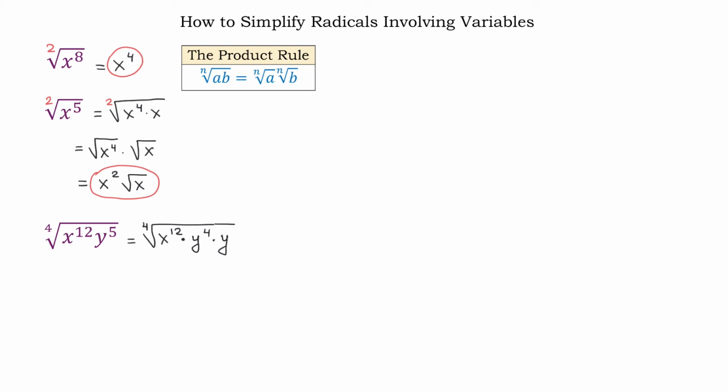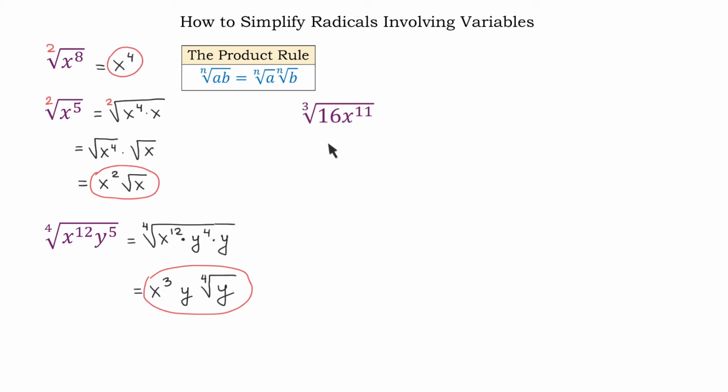So then, the 4th root of x to the 12th power is x cubed, because 12 divided by 4 is 3. The 4th root of y to the 4th power is y, because 4 divided by 4 is exponent 1. And the last y will stay inside the 4th root.